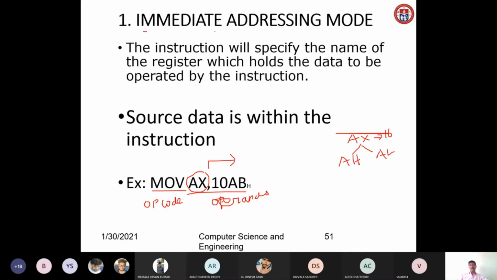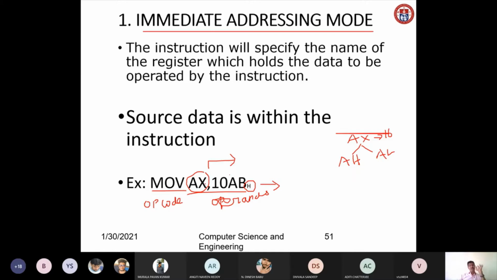So what is immediate addressing mode? The instruction will specify the data to be operated by the instruction. Immediate means some constant value will be available. Here the source data is within the instruction. MOV AX, 10AB. H denotes the hexadecimal format. So this 10AB is actually a constant value, and this constant value will be moved into the accumulator register AX.